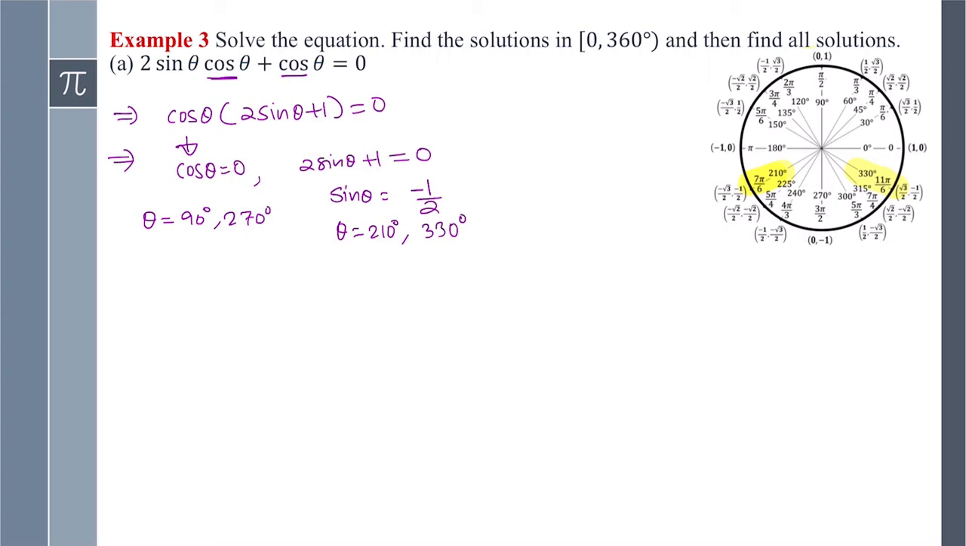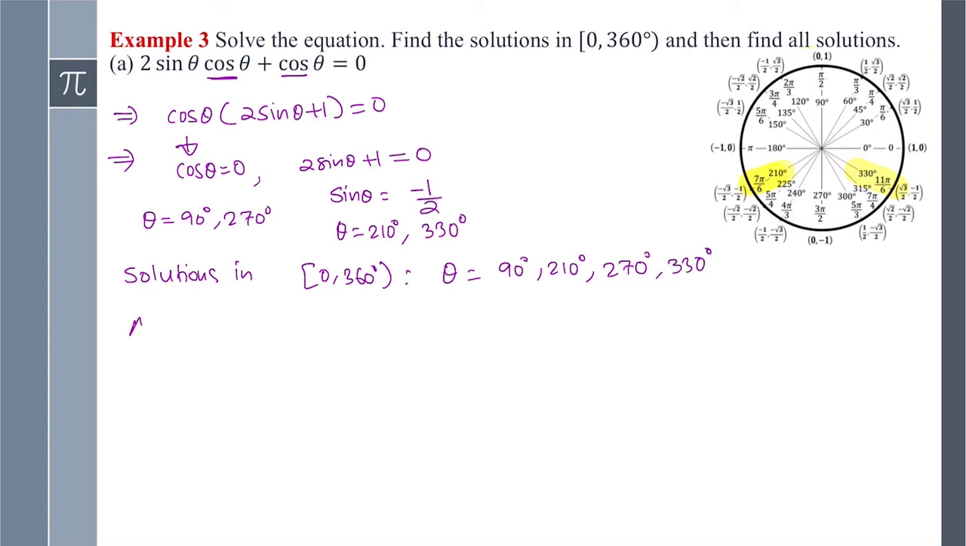So now we can write the solutions in 0 to 360 degrees. In that interval, the solutions are theta equals 90 degrees, 210 degrees, 270 degrees, and 330 degrees.